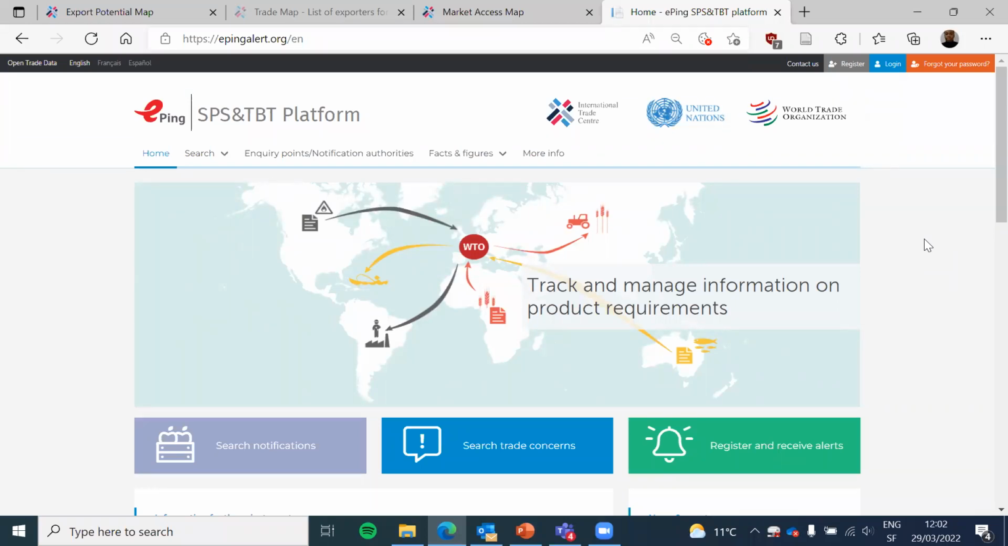But I also always think it's a plus once the tool is available in your native language, of course.